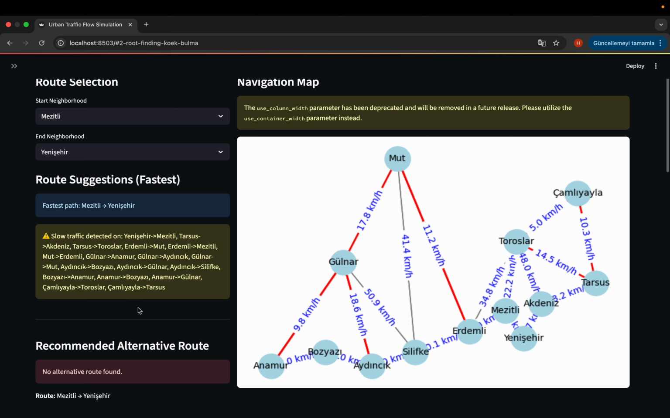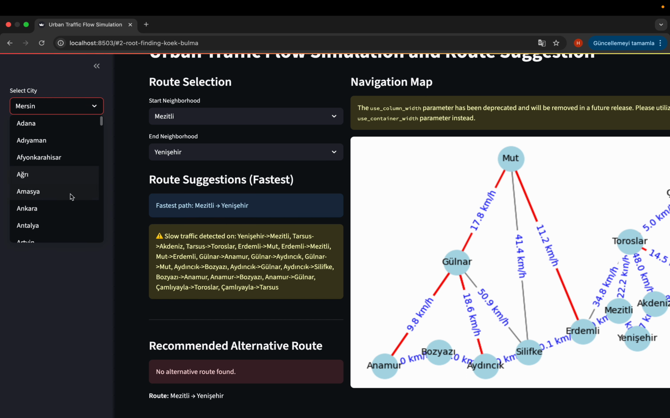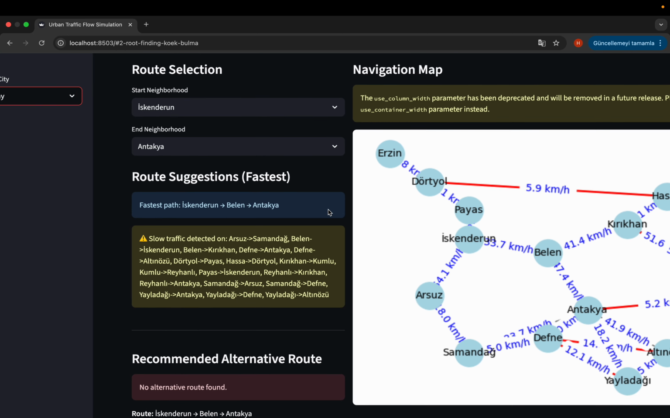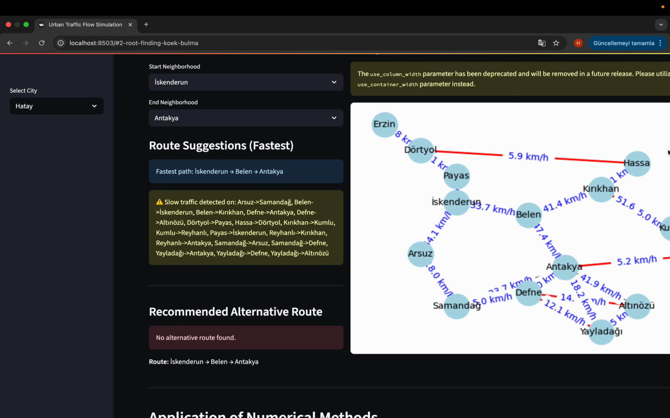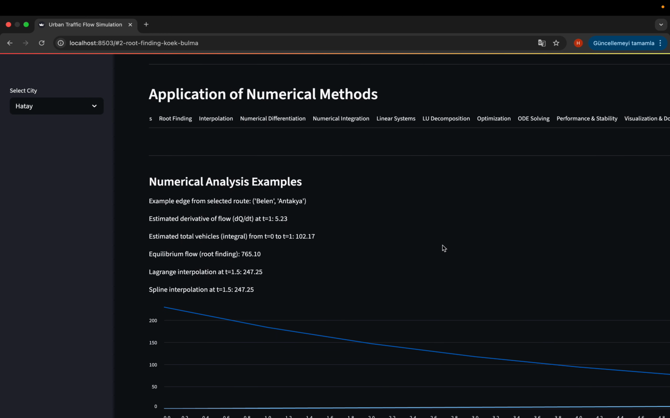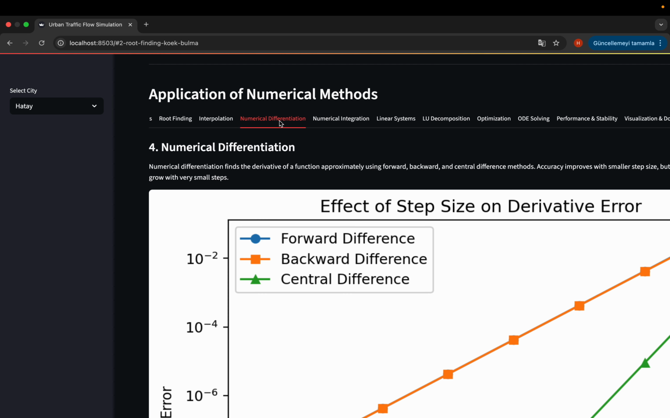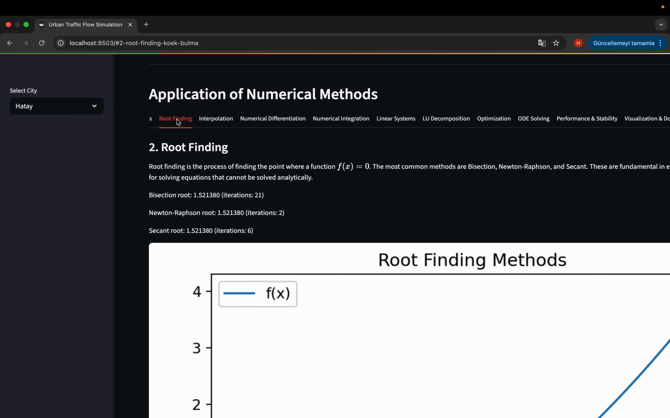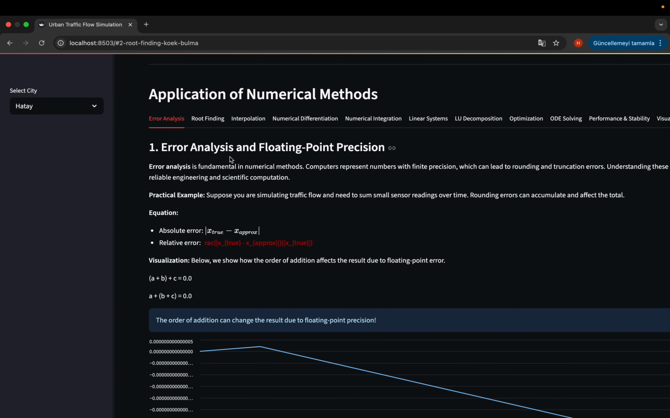Scenario 2: localized congestion. Let's simulate a more realistic situation. What happens in other cities, such as Hatay or Ankara? And it's changing: interpolation and spline interpolation, changing numbers, changing integral and root finding, numerical differentiation, and everything is changing.